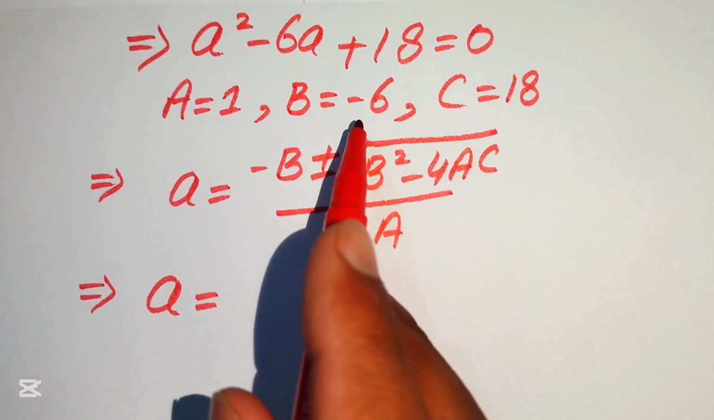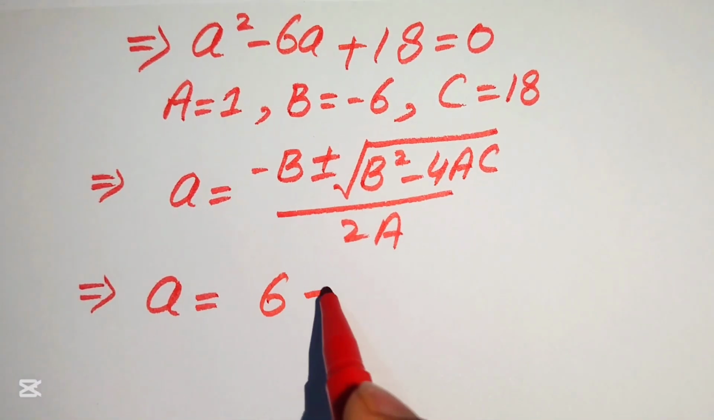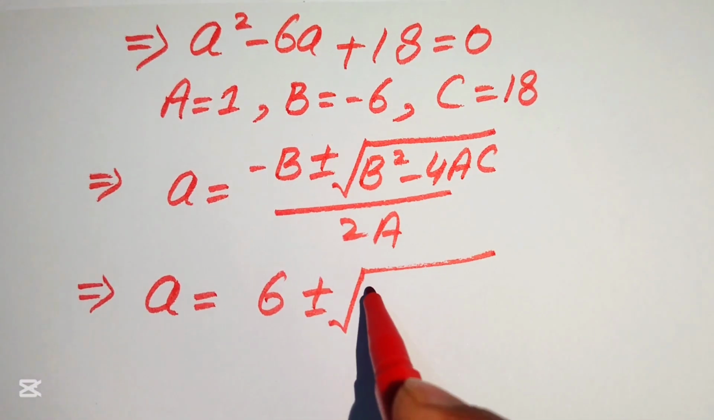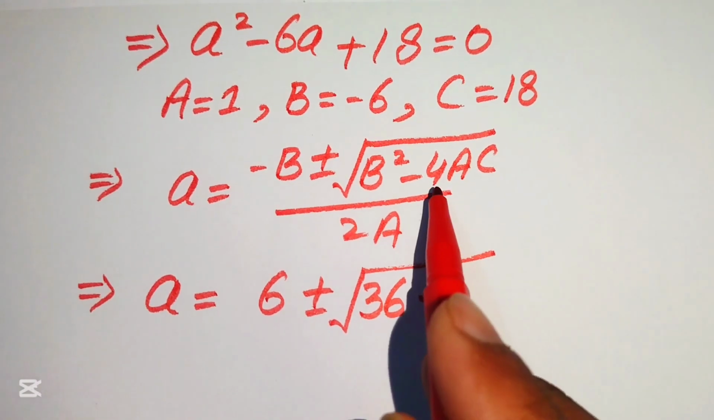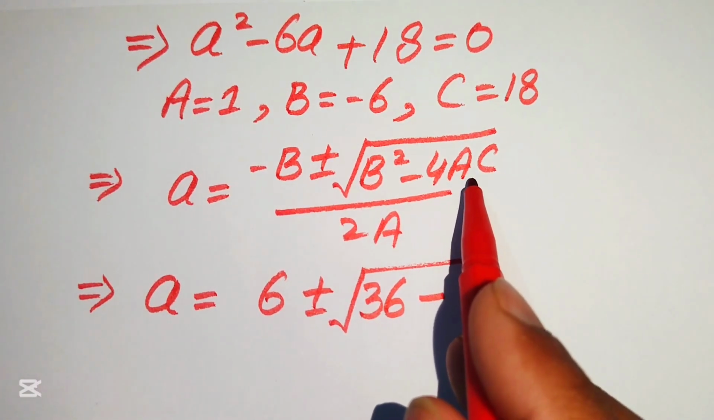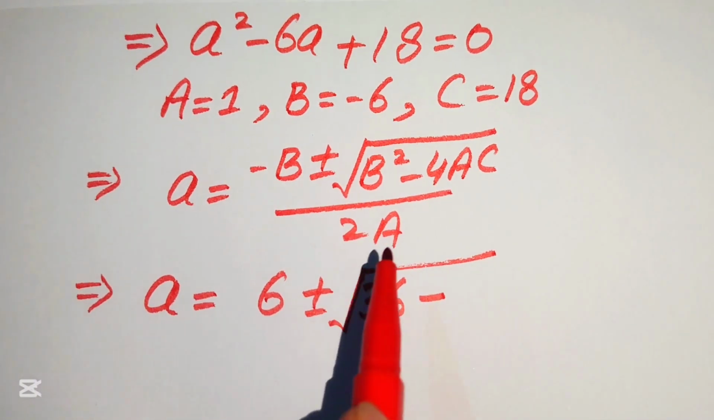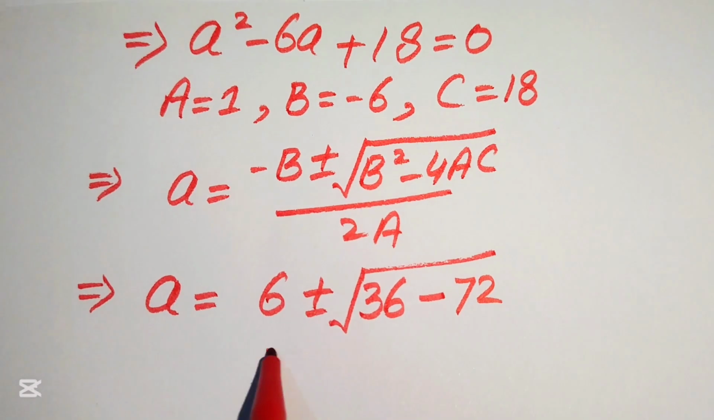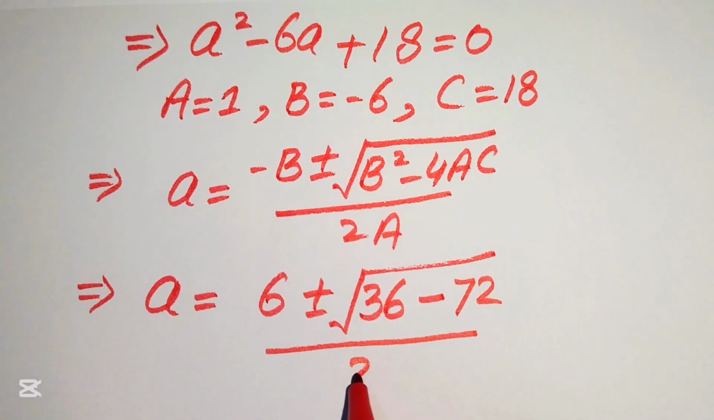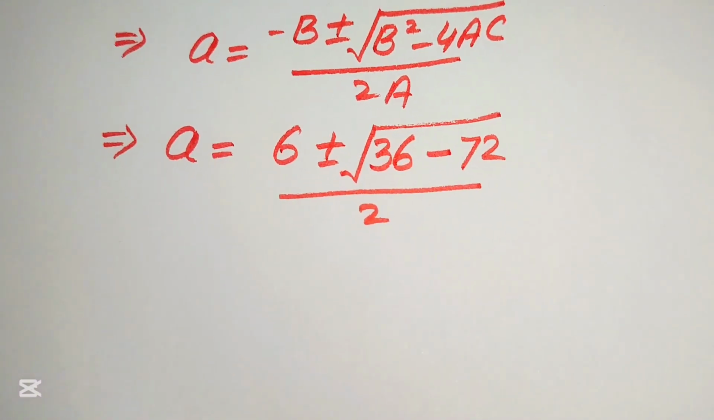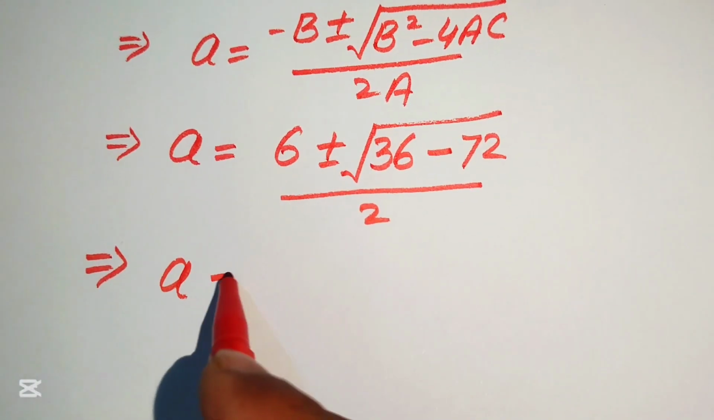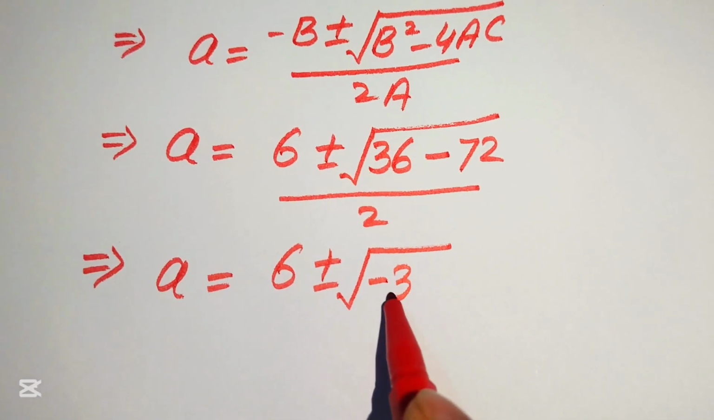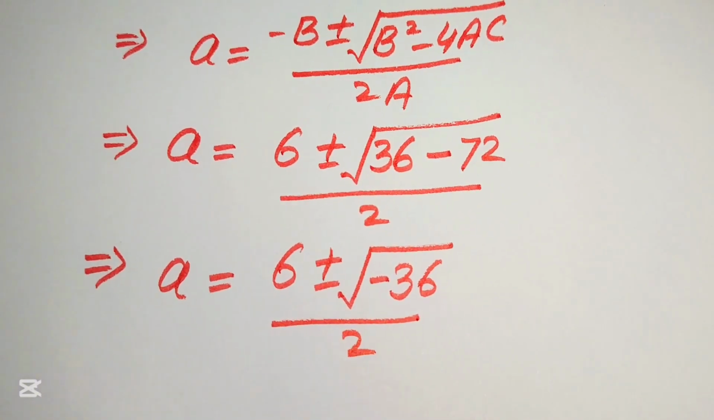It will be written as a equals minus b. The value of b is minus 6, so minus times minus becomes plus 6, plus minus square root of b square. B is minus 6, and minus 6 square equals 36, minus 4 times ac. Here our a is 1 and c is 18, and 4 times 18 equals 72, and it is divided by 2 times a. The value of a is 1, so 2a equals 2. Further, we rewrite it as a equals 6 plus minus square root of 36 minus 72, which equals minus 36, divided by 2.